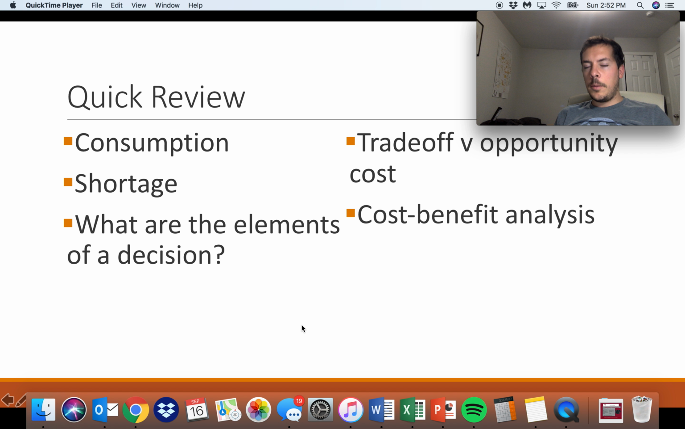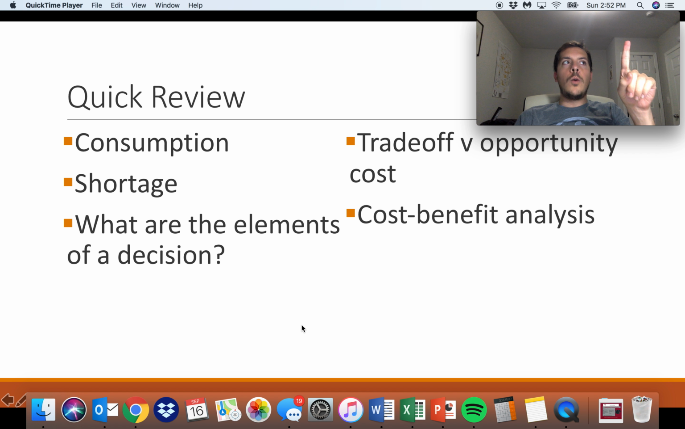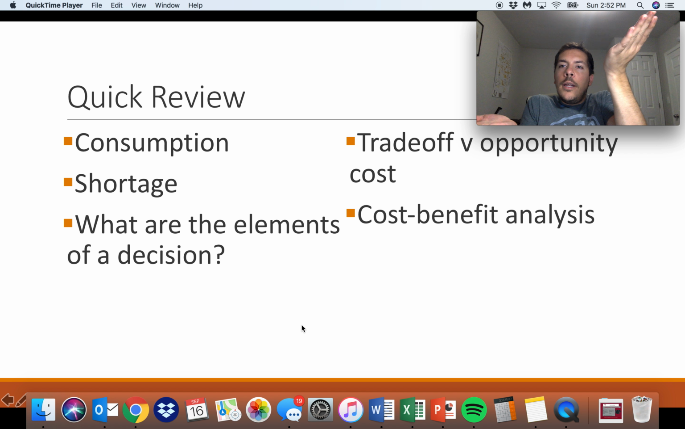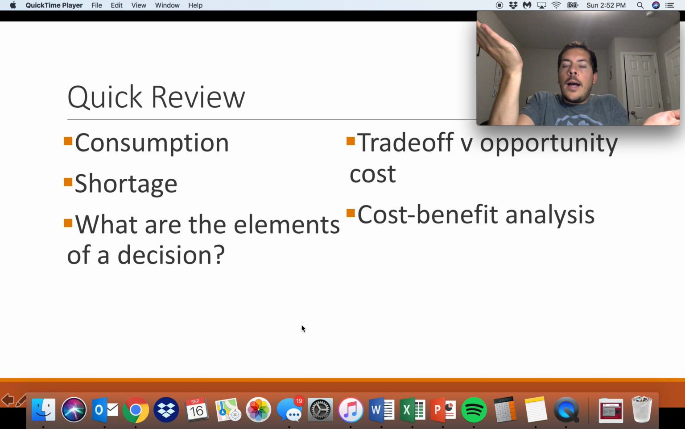And then what is the rule for cost-benefit analysis? When making a single decision, when should you decide, yes, I'm going to do that? Well, according to cost-benefit analysis, you should decide yes, I'm going to do that if the benefit is greater than the cost. If the good is greater than the bad.